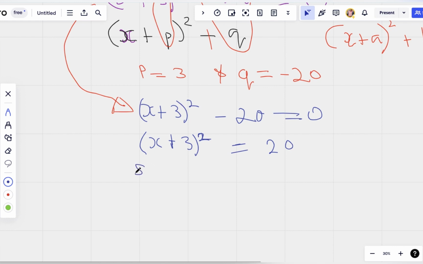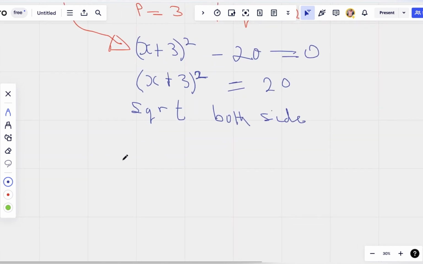So I'll just write SQRT, so you know exactly what we're supposed to do. SQRT both sides, meaning take the square root of both sides. So then it becomes like this: x plus 3 squared equal to 20.